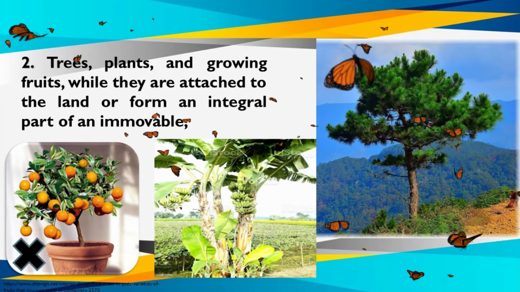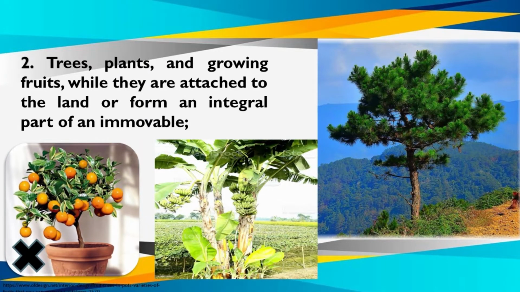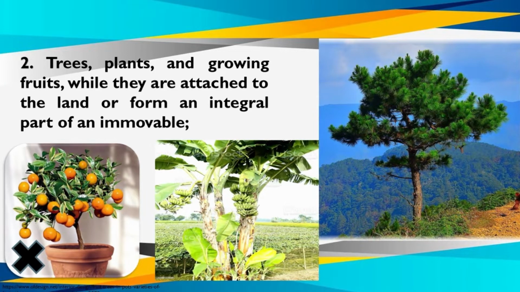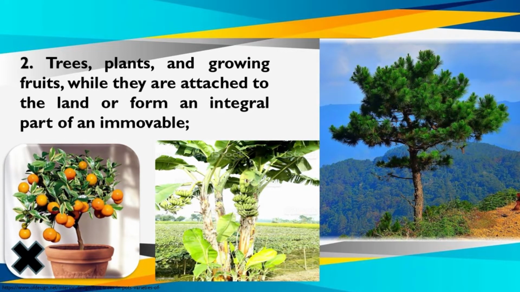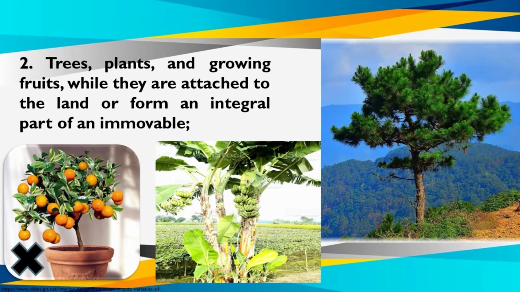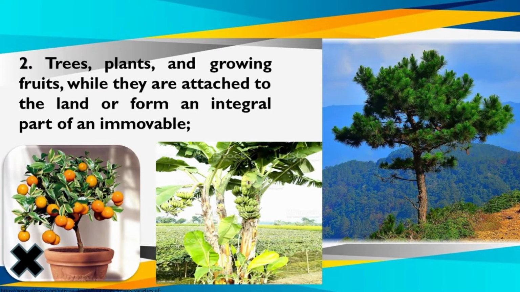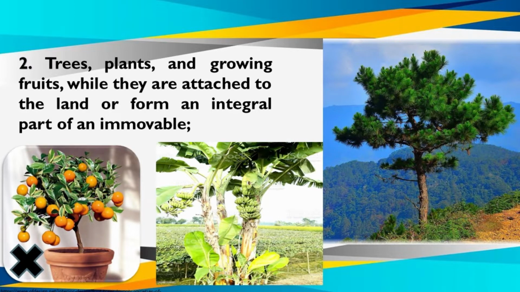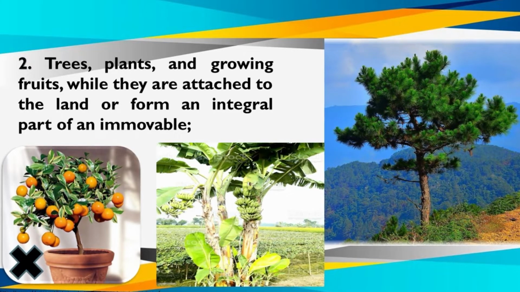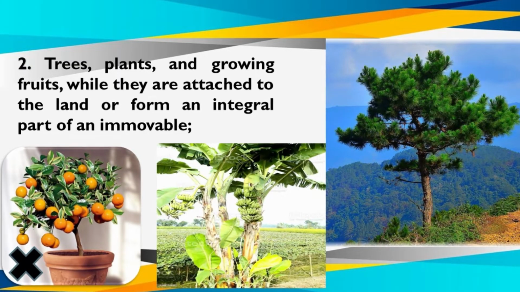2. Trees, plants, and growing fruits, while they are attached to the land or form an integral part of an immovable. The first picture here is not an immovable because it is potted, and it is not an integral part of the immovable. The second drawing, which is banana, is attached to the land, or it forms an integral part of an immovable. Therefore, it is immovable, together with the pine tree. These are attached to the land, or they form an integral part of the immovable, which is the soil.